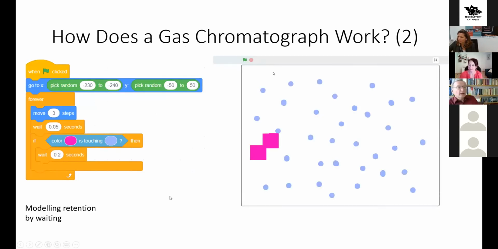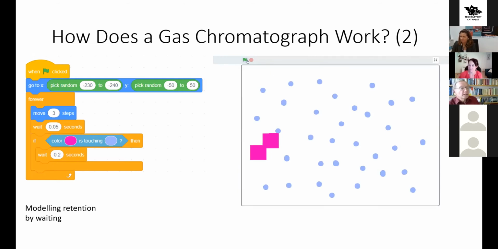And back to the gas chromatograph. In the first animation I showed you, which was simple storytelling, just the effect was demonstrated. And now the effect is explained. Well, the effect is called retention. Different molecules have a different tendency to get stuck into the stationary phase of the chromatograph. And this getting stuck is modeled in this Scratch animation.